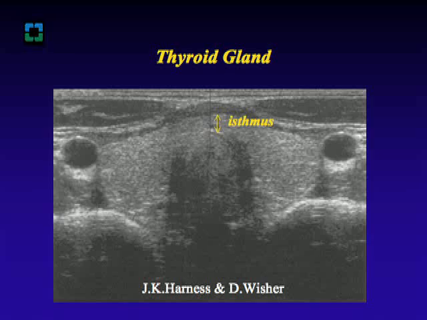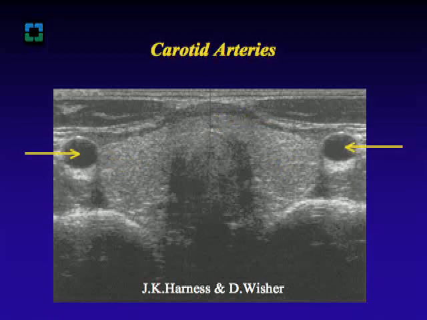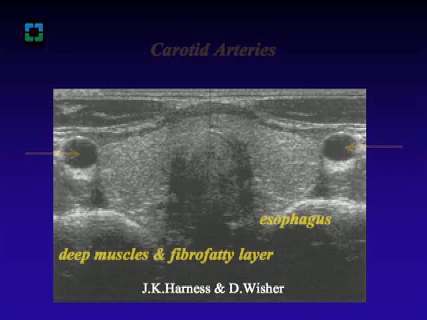with the isthmus anterior to the trachea and the right and left lobes on either side. The carotid arteries are noted lateral to the right and left lobes of the thyroid gland. The esophagus and deeper structures of the neck can also be identified.